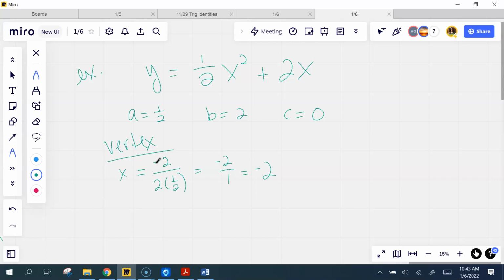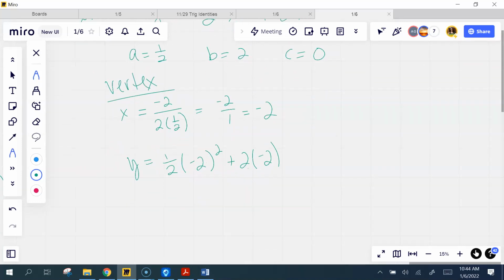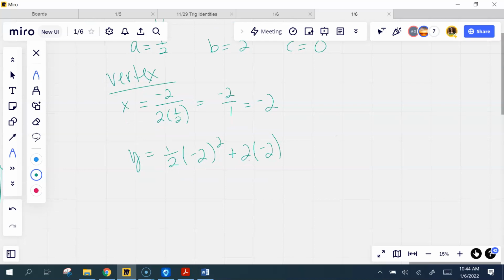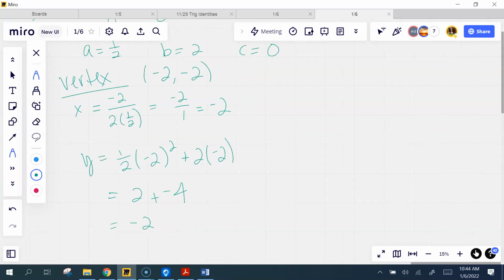How do I find the y part? Plug it in. Negative 2 squared. What happens when you square a negative number? It becomes positive. So negative 2 squared is positive 4. Half of 4 is 2. So I have 2 plus negative 4, which is, what is my vertex? Negative 2, negative 2. We will go ahead and graph that.